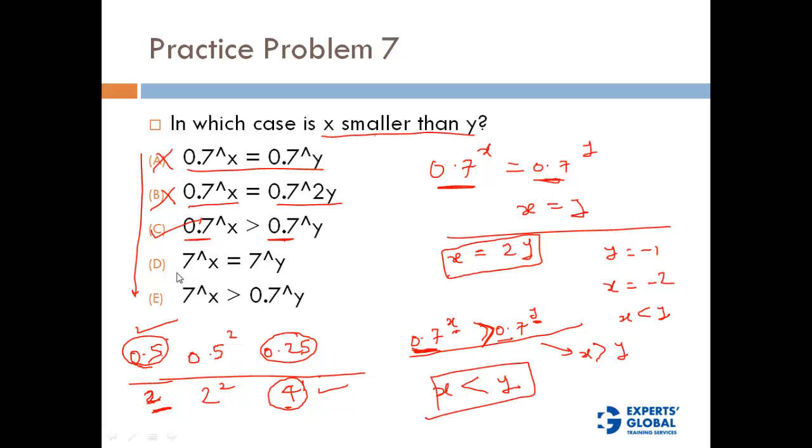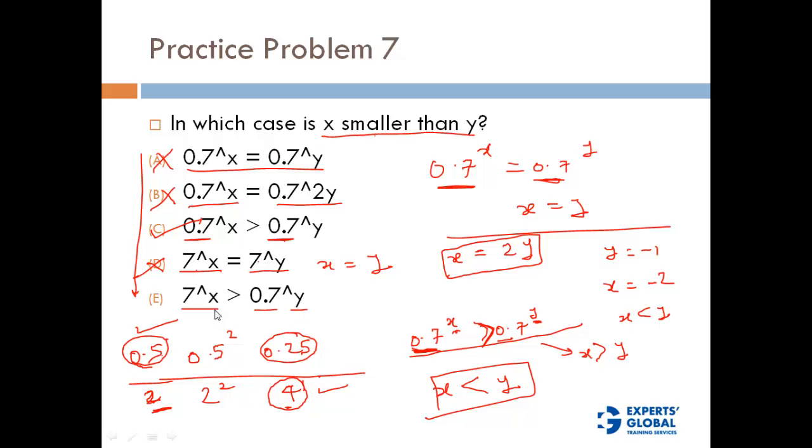Let's, for the sake of understanding, evaluate D and E also. 7 raised to x equal to 7 raised to y. The bases are the same, and the base is greater than 1. So we say x is equal to y. This does not indicate that x is smaller than y. Now, 7 raised to x greater than 0.7 raised to y.